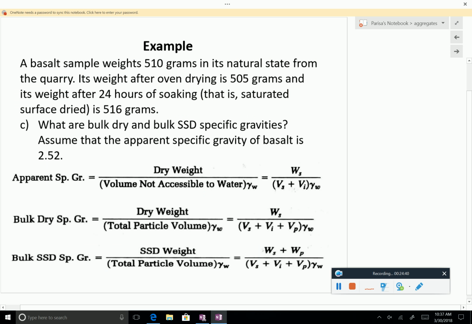Okay. Now we come to calculating the specific gravities. These are the formulas, if it helps you. And what you have is the apparent specific gravity. You see the formula. You also have the dry weight. So start from there. Then you are going to be able to get the volume of the aggregate, which is not accessible to water. That's a very good start. The density of water is 1 gram per milliliter or cc.